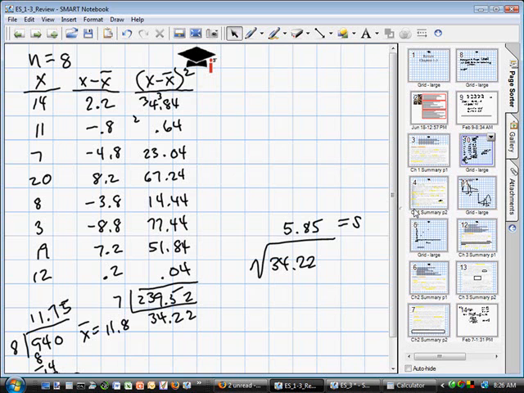239.52. I had to divide by n minus 1, so there were 8. I had to divide by 7. Came up with 34.22. And then I took the square root of that. Of course, I did a bunch of rounding on the way, but my final standard deviation came out to approximately 5.85.